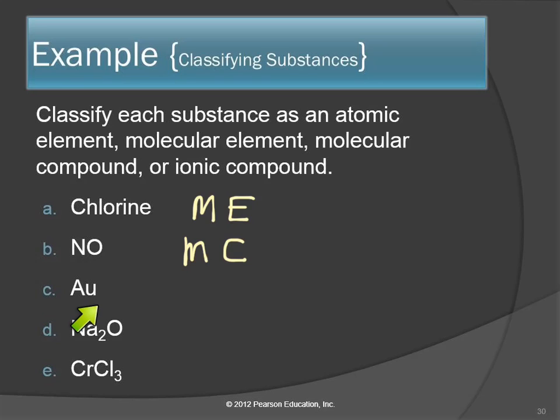How about Au? That is an atomic element. We can see it's an element because it only has 1 capital letter. It's just 1 element symbol. And we can tell from its formula that it's atomic because there's no subscripts. If it was molecular, it would have a subscript, but we also know it's not one of those 7.